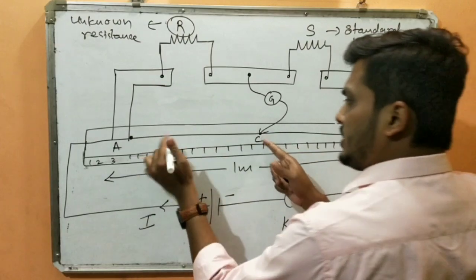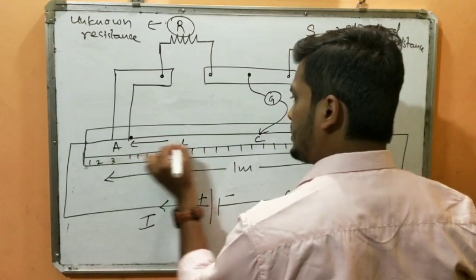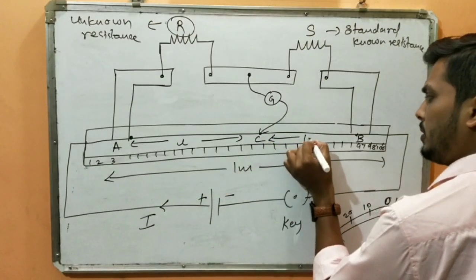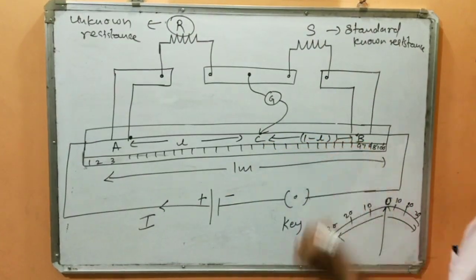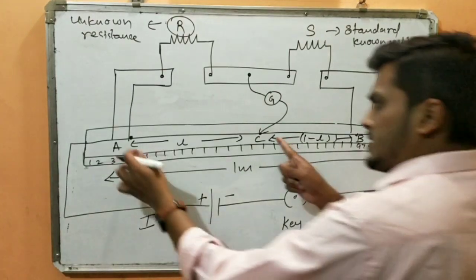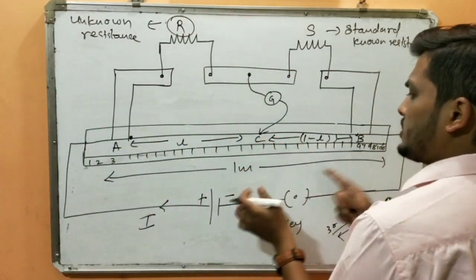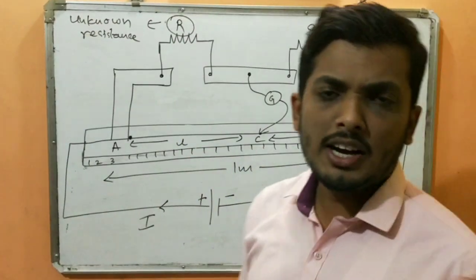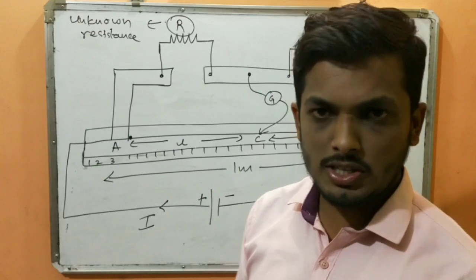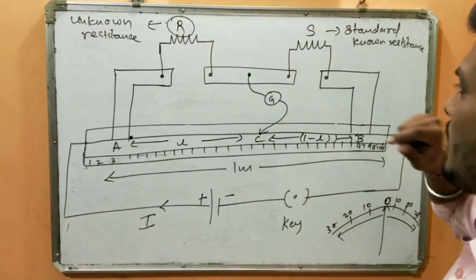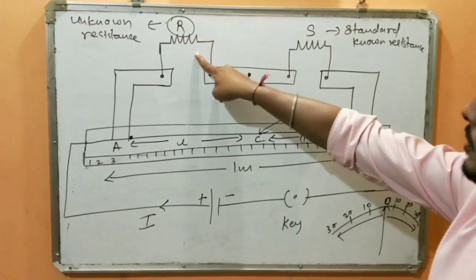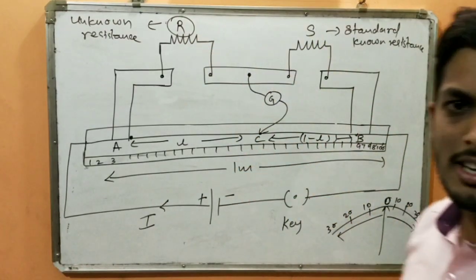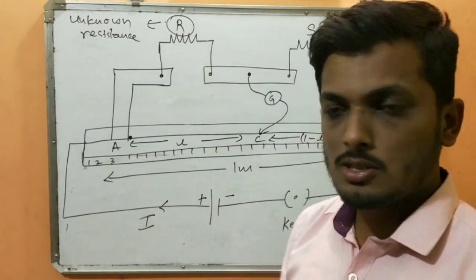This wire is of 1 meter. So if this is the distance L, what would be this distance? For a wire of 1 meter, this will be 1 minus L. Yes or no, students? If this is the distance L, the remaining distance will be 1 minus L. Because the condition here is I require 4 resistances. When I look at my diagram, I have only 3 resistors: R, S, and the wire itself. The wire itself acts like a resistance. But where is that fourth resistance?